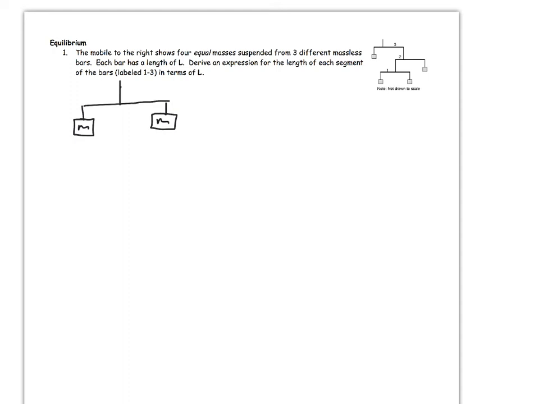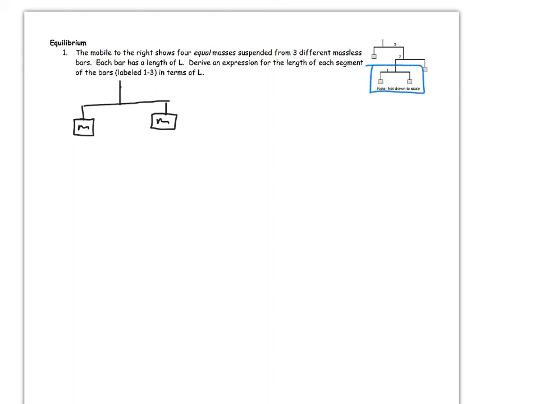Let's go ahead and work through some of our homework now, starting with the equilibrium ones. So we'll start with the conceptual and algebraic ones. We have a mobile here showing three different bars with various masses hanging from them, and we want to find the length of segment 1, segment 2, and segment 3 in terms of L, the total length. So I'm going to start with segment 1 here, which is just this lower part.